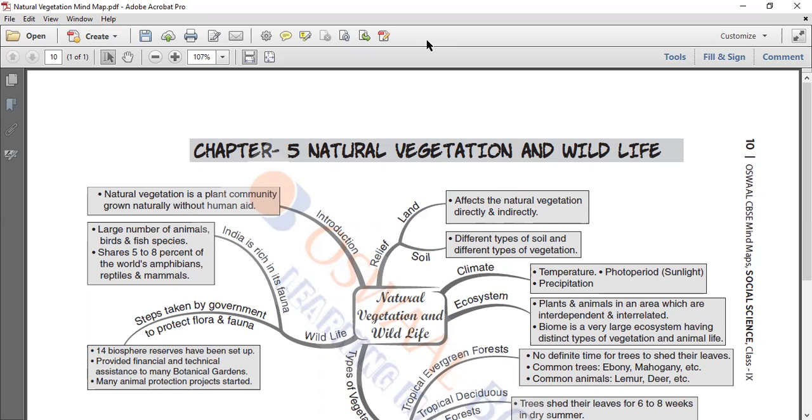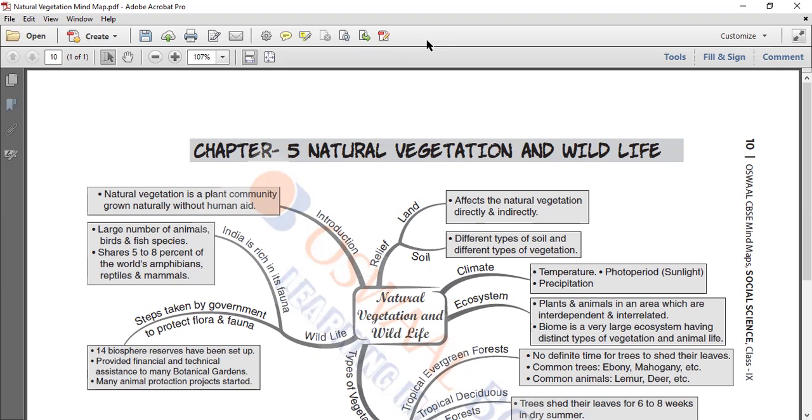There are various factors that affect the diversity of flora and fauna, namely the relief and the climate. In relief, we learned about the land and soil. Land affects the natural vegetation directly and indirectly. It influences the type of flora and fauna. Fertile land is used for agriculture, and the areas untouched by humans, which develop natural vegetation, become the habitat of many animals, birds, and insects.